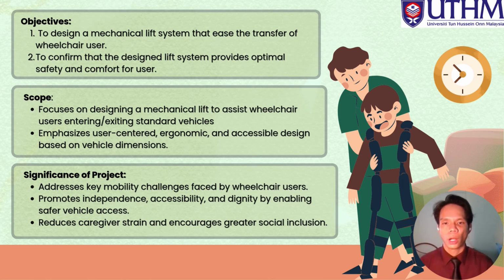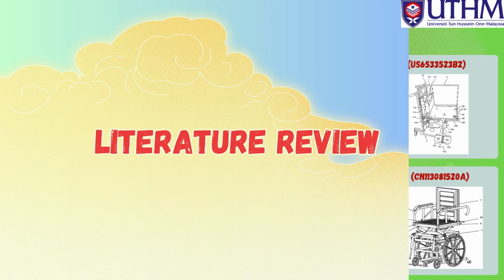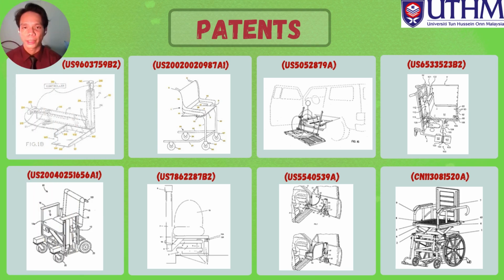So we move to the next chapter, which is the literature review. These are the patents that are related to my project. In my report, I include 10 patents that I have searched. For this presentation, I only show you 8 of them. As you can see, there are 7 different patents from the US and 1 from China.